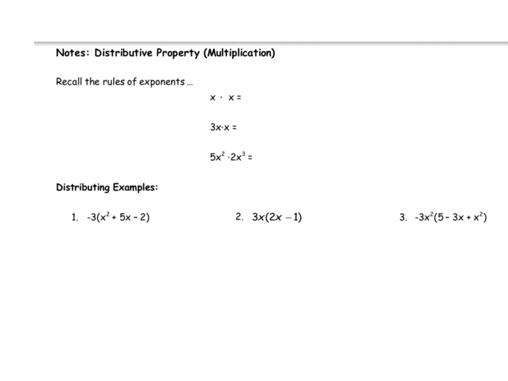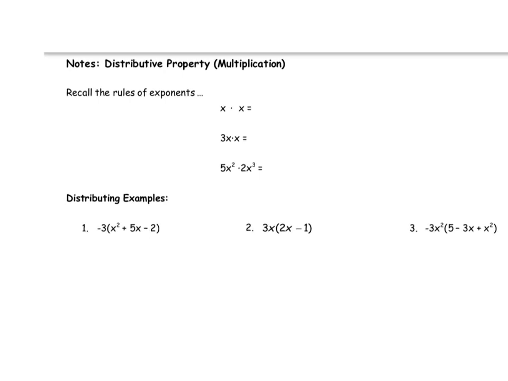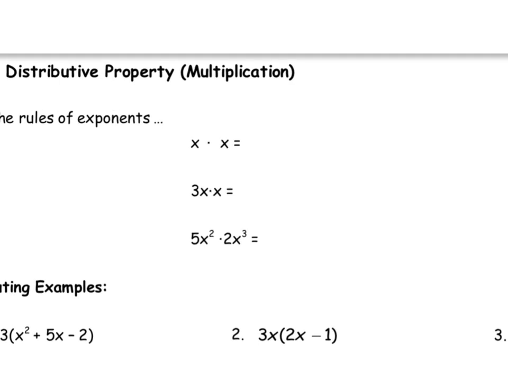Today, our objective is to use the distributive property, or multiplication, to simplify polynomial expressions. So, a quick review of exponent rules. When we multiply x by x, that gives us x squared. Anything multiplied by itself is that expression squared.